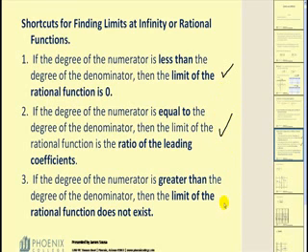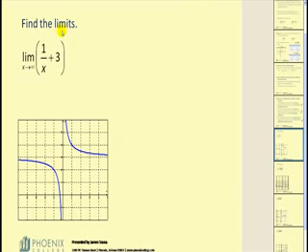And lastly, if the degree of the numerator is greater than the degree of the denominator, then the limit of the rational function does not exist. So essentially what's happening here is the numerator is growing faster than the denominator, therefore it's going to approach either positive or negative infinity. Okay, let's look at this in practice. We want to find the following limits. The limit as x approaches infinity of the function 1 divided by x plus 3. Here's the graph, but let's take a look at the theorem that we just discussed.